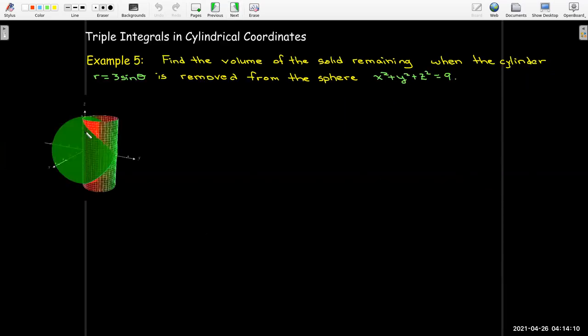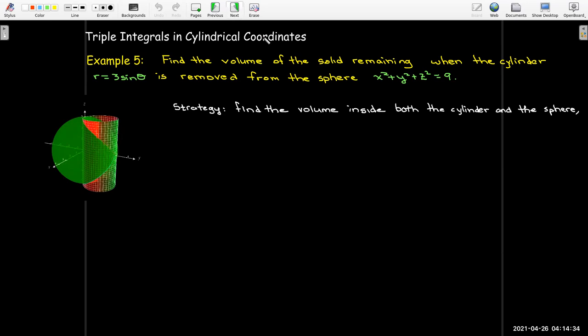So what we have here is a sphere of radius 3, and then we're going to imagine this cylinder drilling out a hole in that sphere. We'd like to know what volume of the sphere remains. Well, I think the simplest way to go about this is we will find the volume that we're cutting away. So the volume that is both inside the sphere and inside the cylinder. And then we'll just subtract that from the volume of the sphere, which we'll just calculate using the formula we know from geometry.